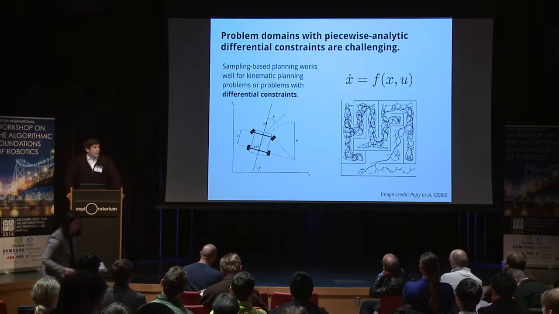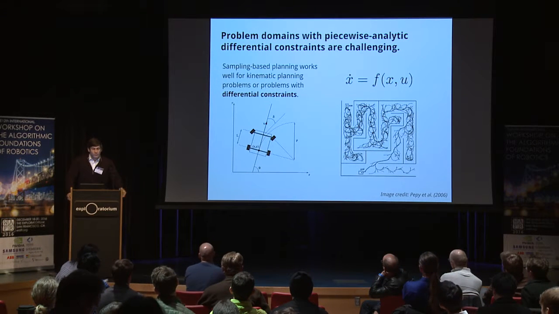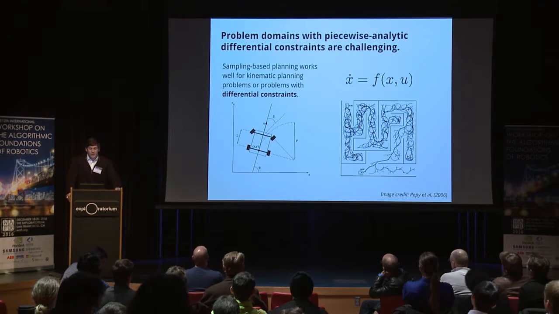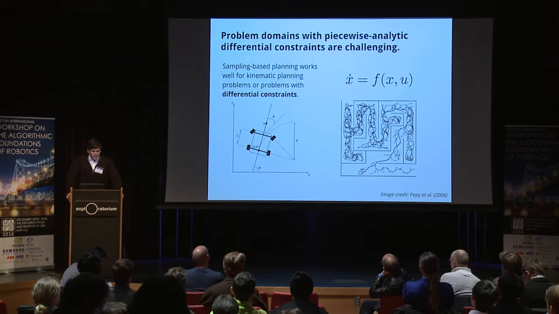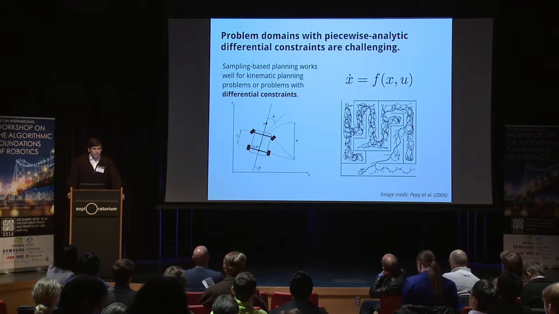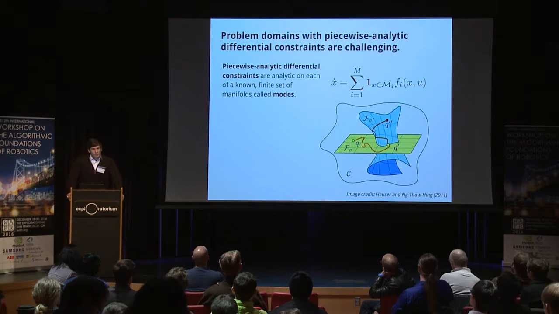So we know that sampling-based motion planning is an effective tool for solving many kinds of planning problems, including kinematic planning, as well as planning under differential constraints. An example would be this Dubins car or any of the examples the previous speaker brought up. But these sampling-based methods still struggle with piecewise analytic differential constraints.